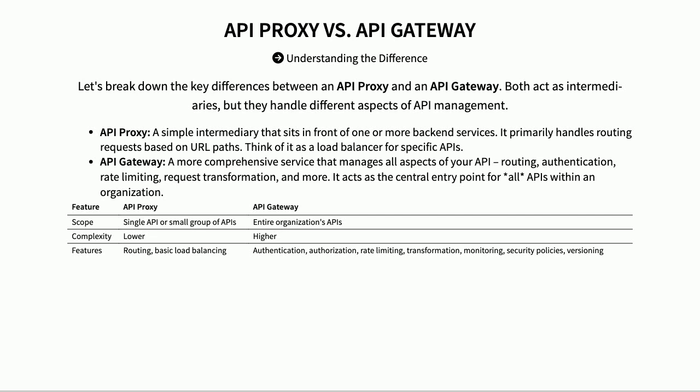On the other hand, an API gateway is much more sophisticated. Think of it as the central control tower for your entire API ecosystem. It handles everything from making sure users are authenticated to managing traffic flow and even transforming data before it reaches the backend. Basically, if you've got a lot of APIs or need advanced features like security and monitoring, an API gateway is generally the way to go.